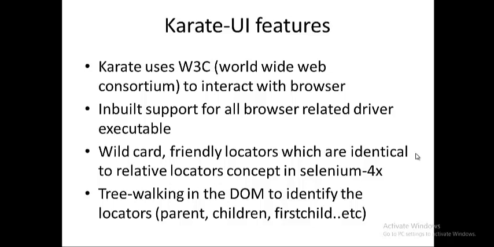And it looks like, from the third feature, wildcard and friendly locators, I understood that Karate is greatly inspired by Protractor and Selenium 4 as well. In Selenium, we have a concept of relative locators. If you look at the Selenium 4 features, they have introduced a new concept of relative locators. Say you are at a particular HTML element, and you want to go right of it, or left of it, and find a nearby element of a specific tag, something like that.